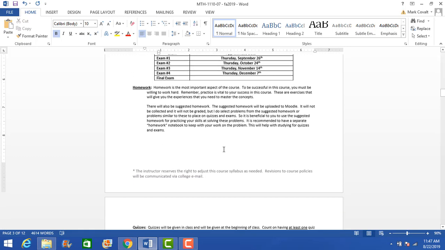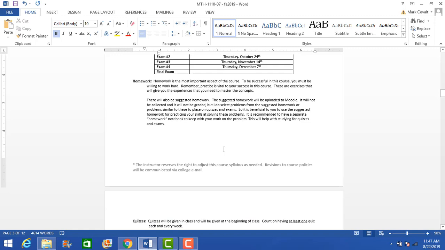Okay, homework. Homework is extremely important for your success in this class or in any class. So this is suggested homework. What I mean by this is I'm not going to collect it. I'm not going to grade it. But I highly suggest you do the homework for practice, because I do pick problems for the weekly quizzes from the suggested homework. So it is very, very, very beneficial to you to do the suggested homework problems.